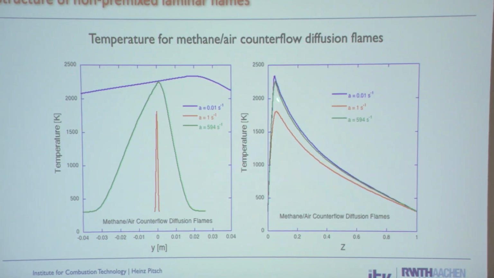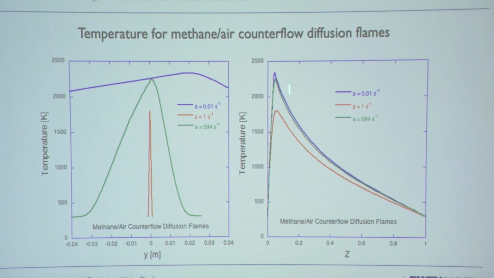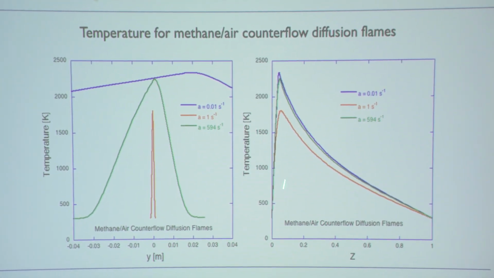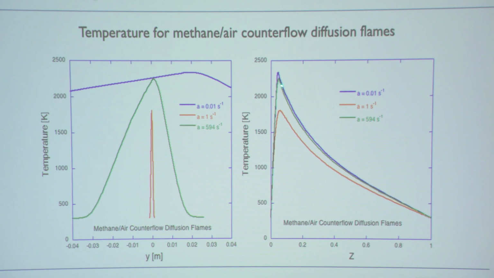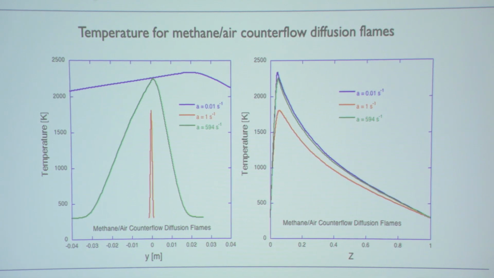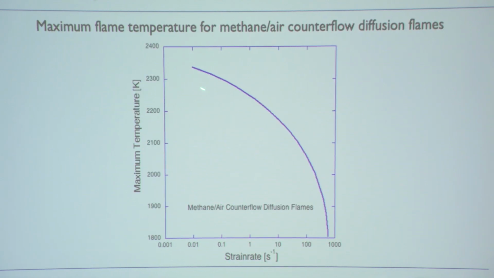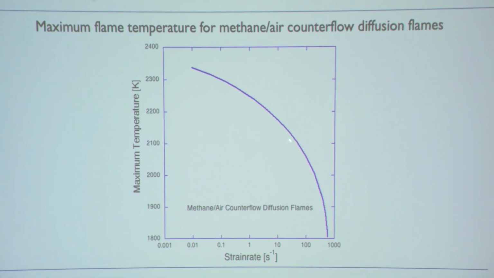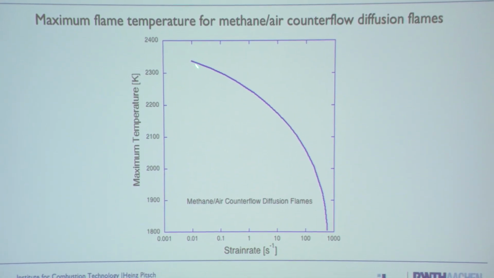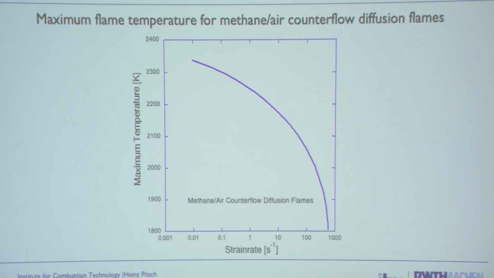So I can actually do simulations for all possible strain rates, let's say, and then I just plot the maximum temperature as a function of strain rate. And that's shown here. This is the maximum temperature as a function of strain rate, and you see this is 0.01, and here's 1, and then here's the 500 whatever, and that's where it actually extinguishes. So, right.